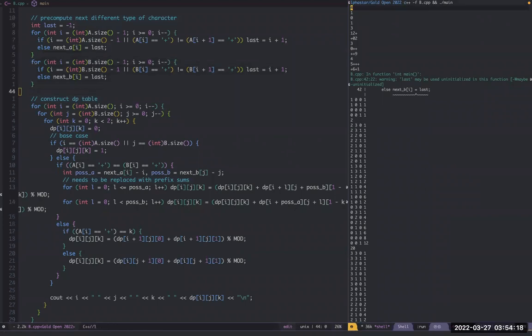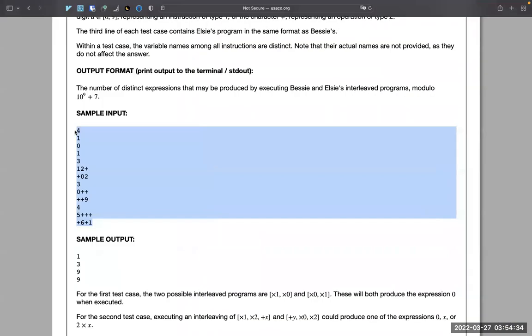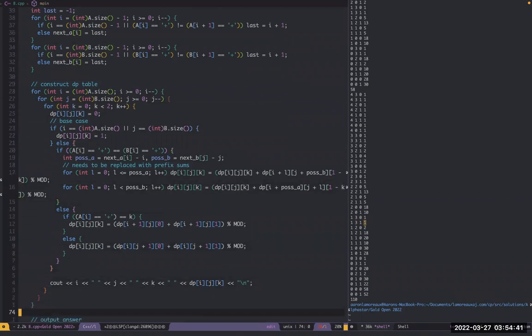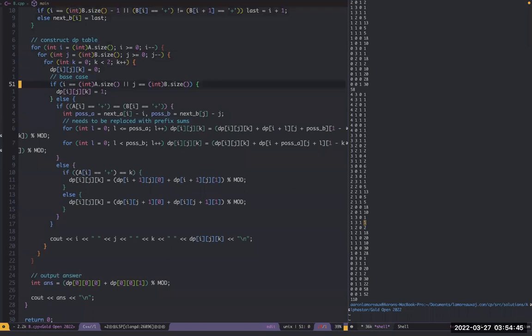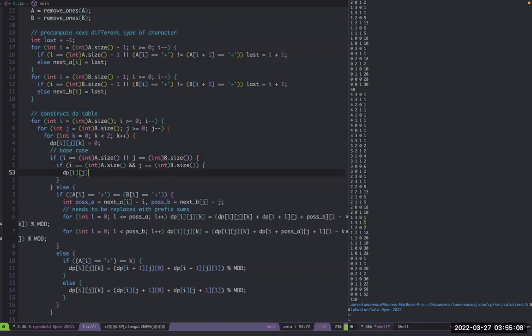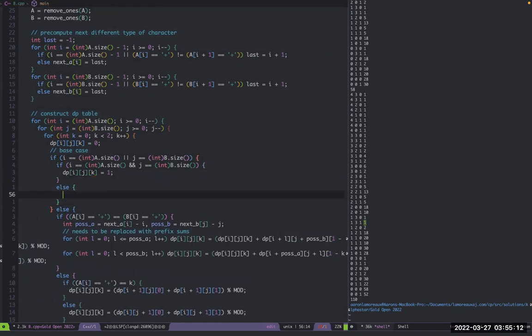Okay, just a little complaint about initialization. Okay, so 1, 0. Well, there's no character, right? Oh, we didn't process the zeros. That won't work. Only the test case that works is the last one, and that's the biggest one. Okay, that's not great. I think our base case is also wrong. If I equals a dot size and then j equals, dpijk equals 1.